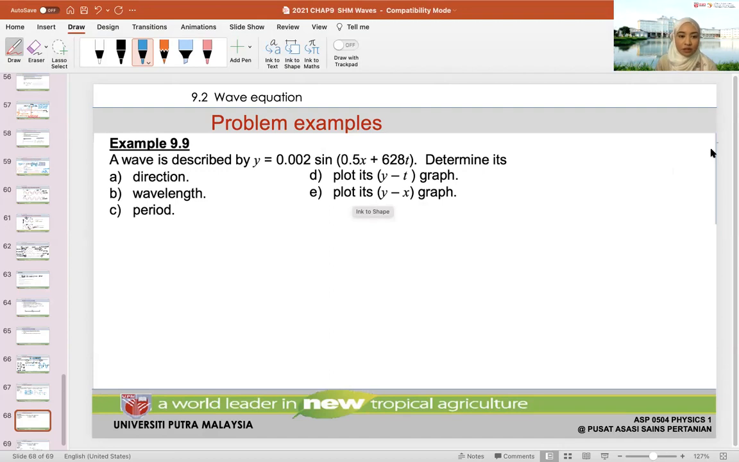Yes, okay. So what is the direction of my wave? Is it in the positive x direction or negative x direction? Based on this equation. Negative x direction. It's reversed, yes. Thank you. Correct. So it is negative x direction. It's moving to the left.